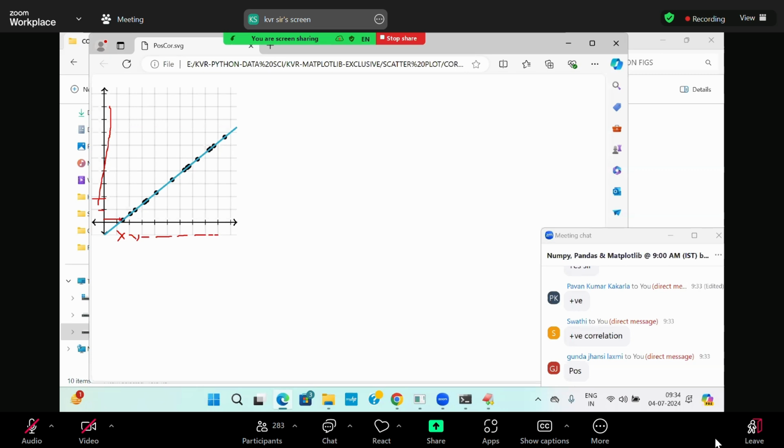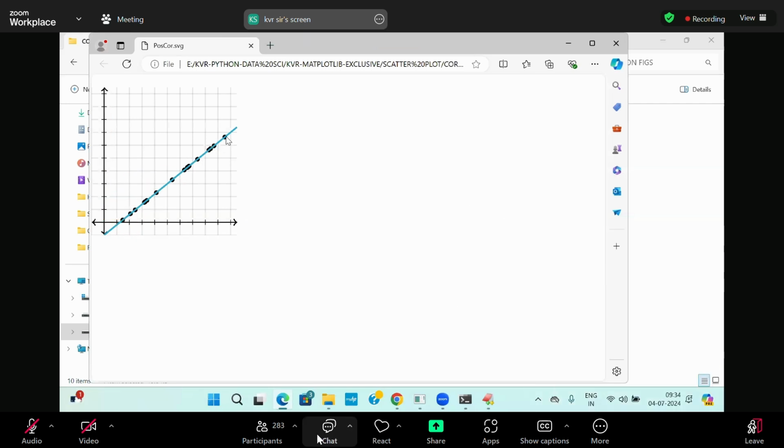For this value, this value. For this value, this value. For this value, this value. Is it increasing or not? Increasing. And the maximum number of points connecting together is in the increasing flow only. This is which correlation? Positive correlation.